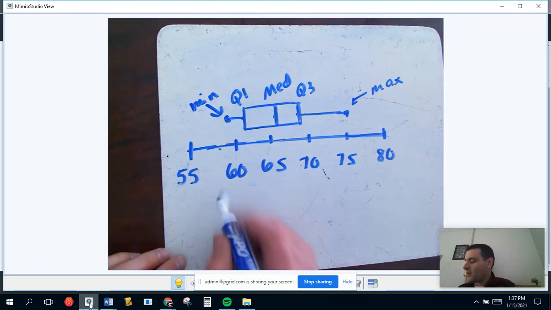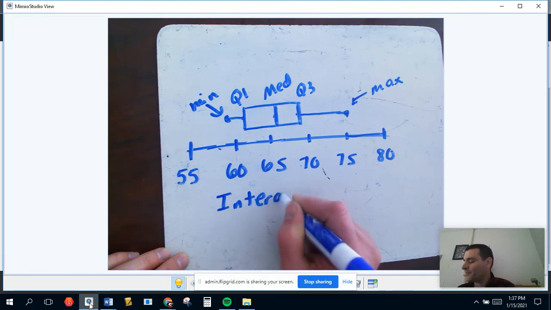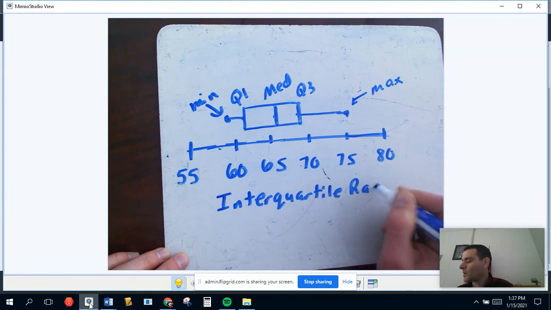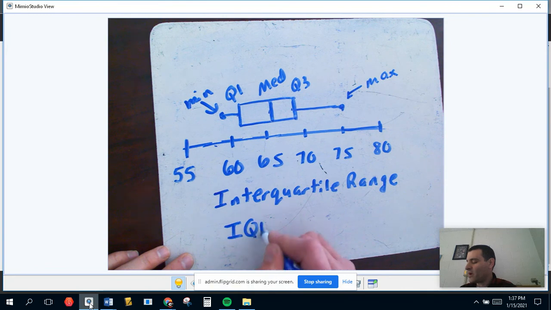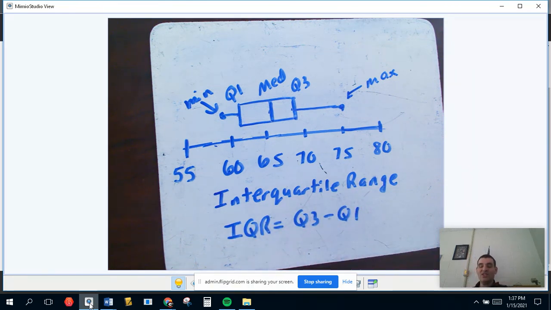There is a little formula here, very simple, called the Interquartile Range. Okay, often we say IQR for short. Very easy formula. It's just Q3 minus Q1. The overall range is max minus min. IQR is Q3 minus Q1. So for this particular problem, Q3 again was 68. Q1 is 61. So my IQR here is 7.